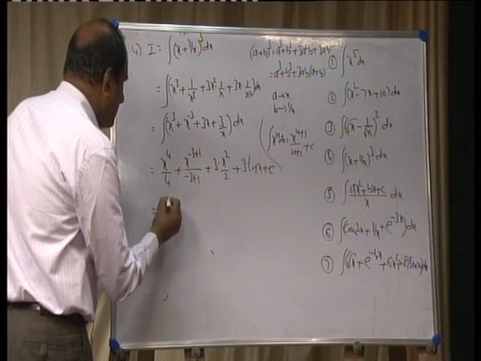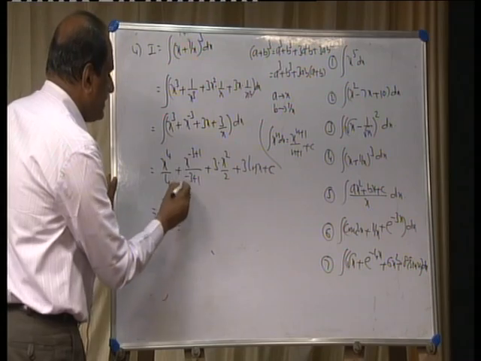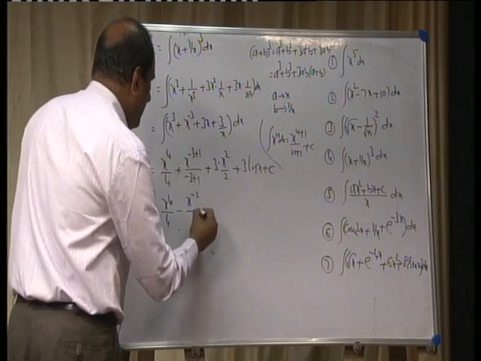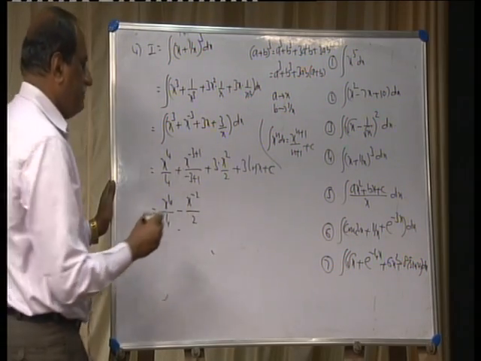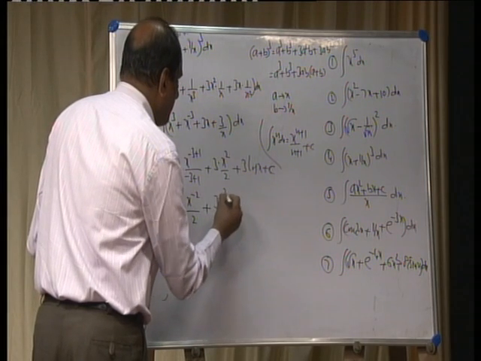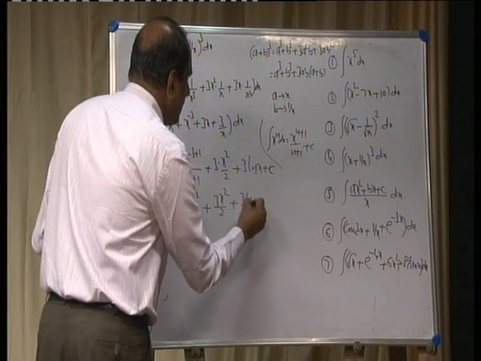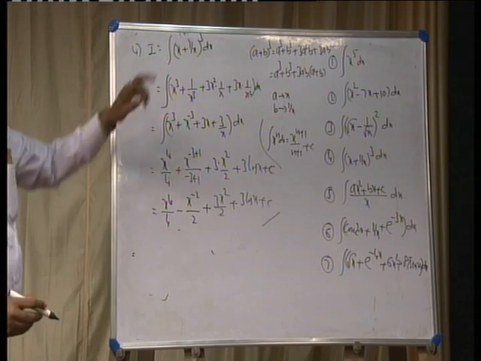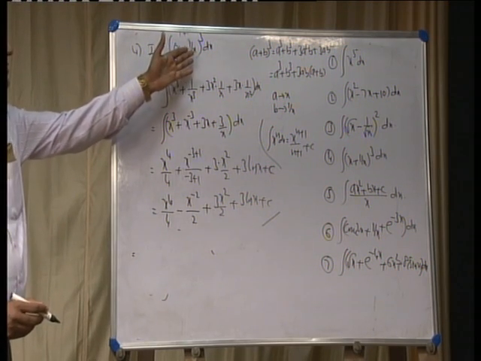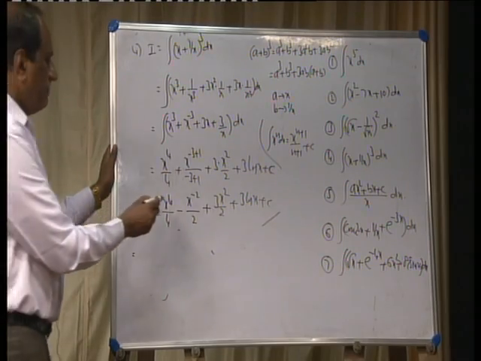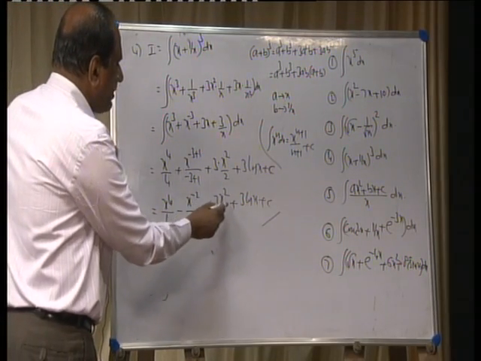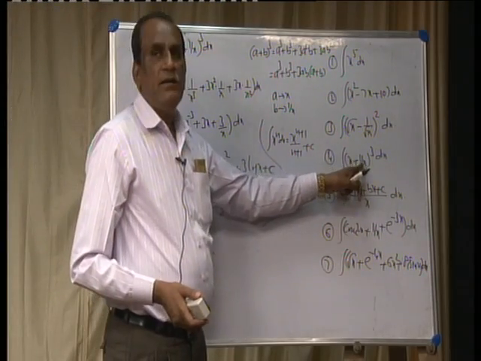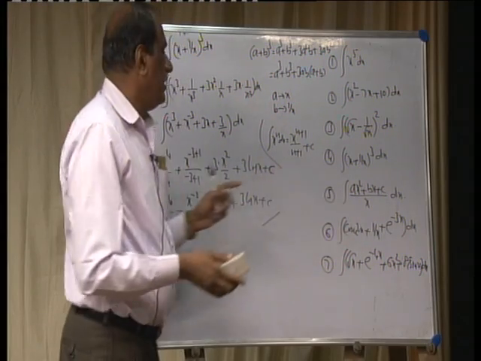Now write the final answer: x power 4 by 4, plus x power minus 3 plus 1, which is minus 2 by minus 2, so I have written minus here, plus 3x square by 2, plus 3 log x, plus c. So this is the integral of x plus 1 over x whole cube: x power 4 by 4 minus x power minus 2 by 2 plus 3x square by 2 plus 3 log x plus c. So this is the procedure to integrate if the integrand is a binomial or trinomial raised to power 2 and 3.